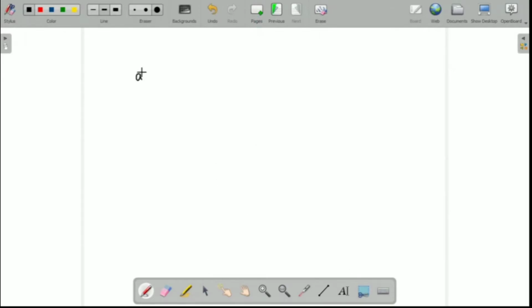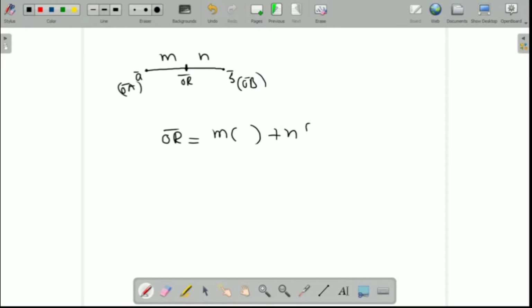Next, a vector and b vector, the line joining the two vectors. Here a point divides a line in the ratio m is to n. Let us call this OR bar. This is OA bar, this is OB bar. Then OR bar is equal to m into OB bar plus n into OA bar, divided by m plus n. This is when the point is dividing the line internally in the ratio m is to n.